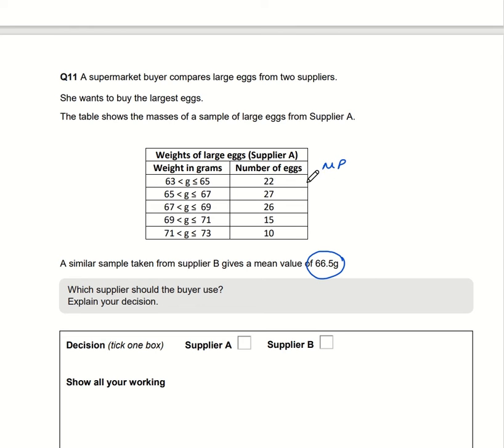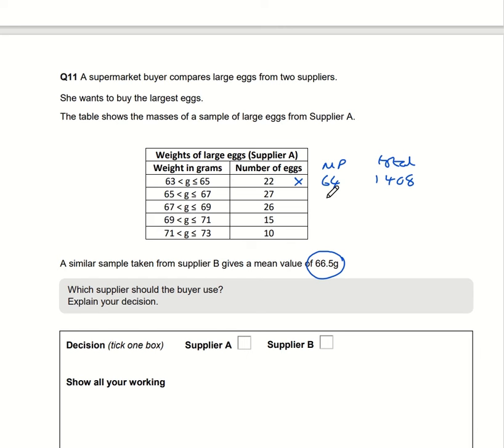So the midpoint of 63 and 65 is 64. So we're now assuming that we have 22 eggs that are 64 grams each. So the total weight of these 22 eggs is 22 multiplied by 64, which is 1408. So I'll just make a note that this is the total.